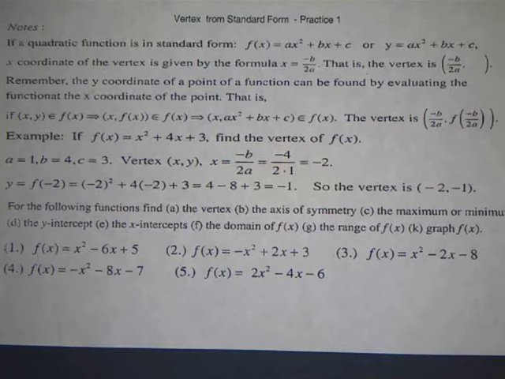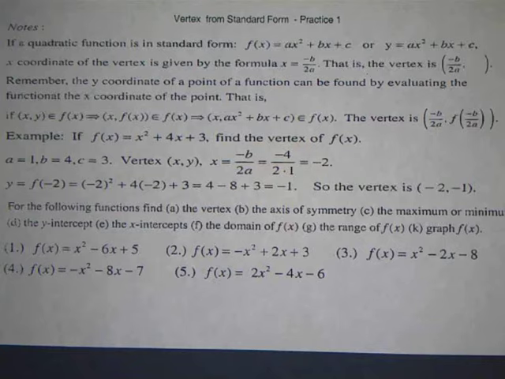Okay, these are some of the notes I passed out on finding the vertex of a quadratic equation when it's in standard form. So first I'm just going to go over these notes just in case you didn't get these in class. You can take a look at them now, you can zoom in, and I'll just talk through what I talked through in class.